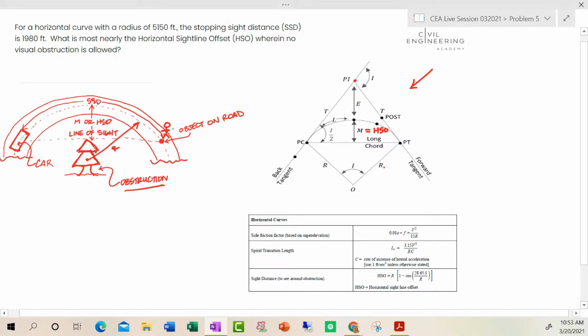Okay. So that's what we're calculating: this HSO distance from the top of the tree to the middle of the lane of the road, the car's travel path, before he hits this guy.